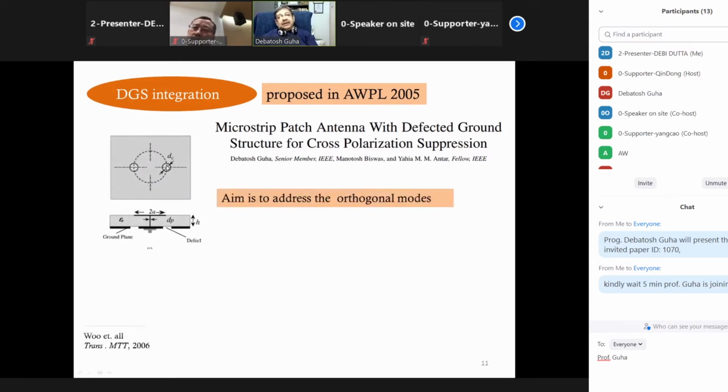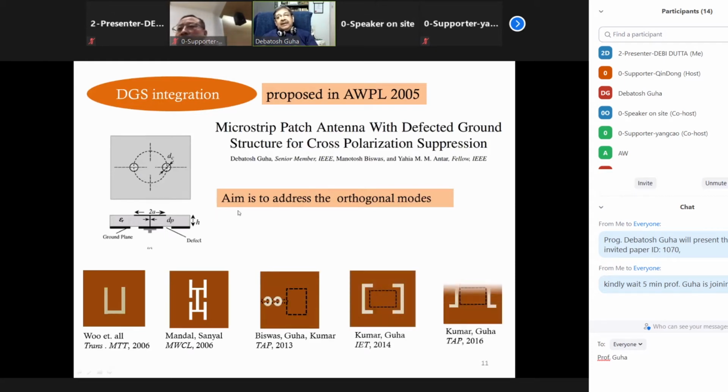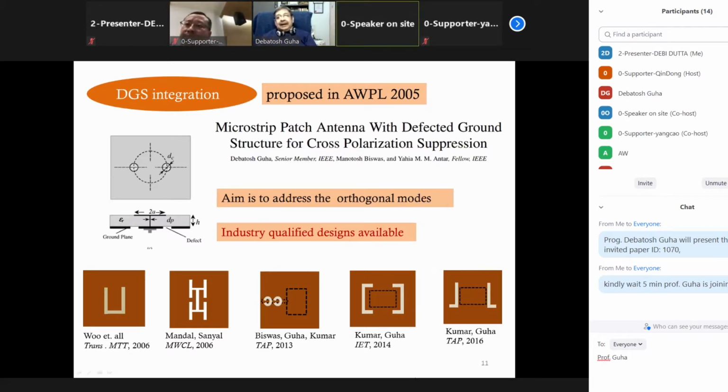And here we just implemented one very simple small defect beneath one circular patch. Here the defect aim was to address the orthogonal mode. Because we already had this knowledge of this orthogonal mode or the higher order modes in the orthogonal direction. So how to kill this mode? So over the period, different shapes, different geometries, different experimentation have been reported. And it is now one industry-qualified design you get, and it is applied to different applications.